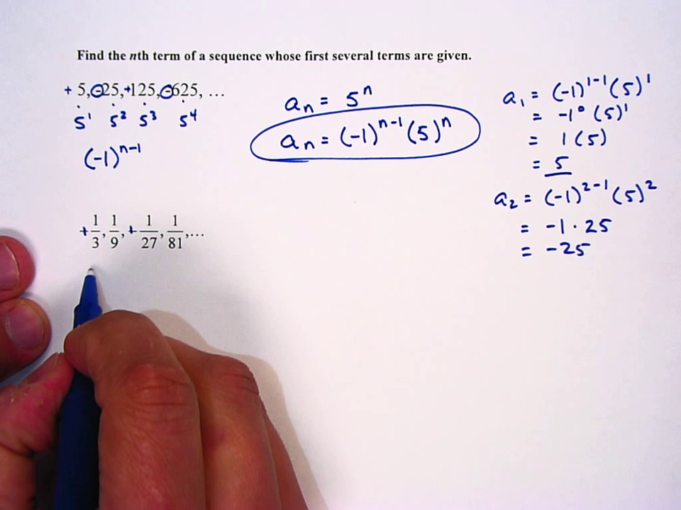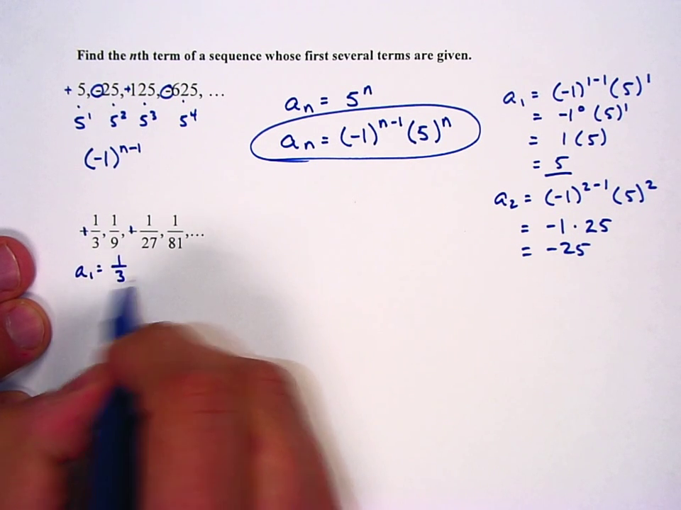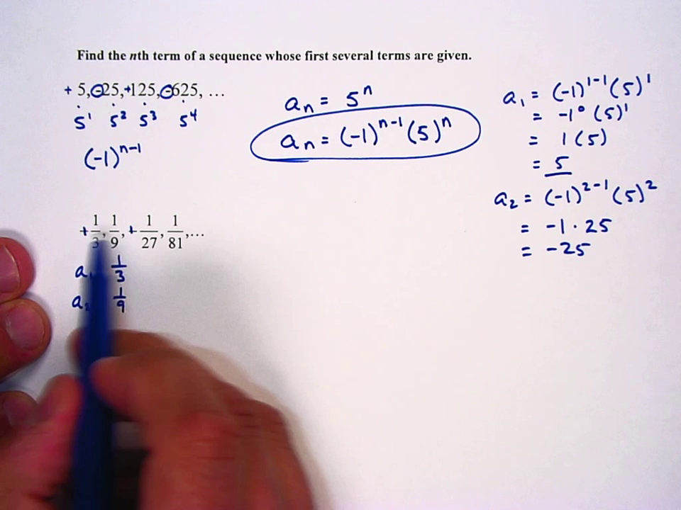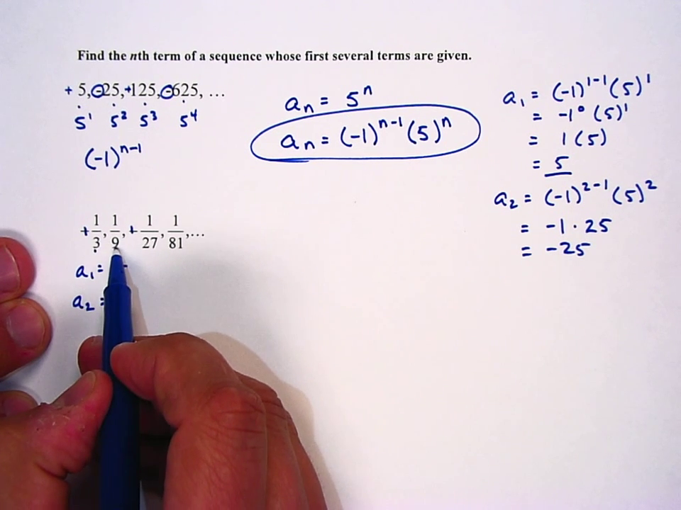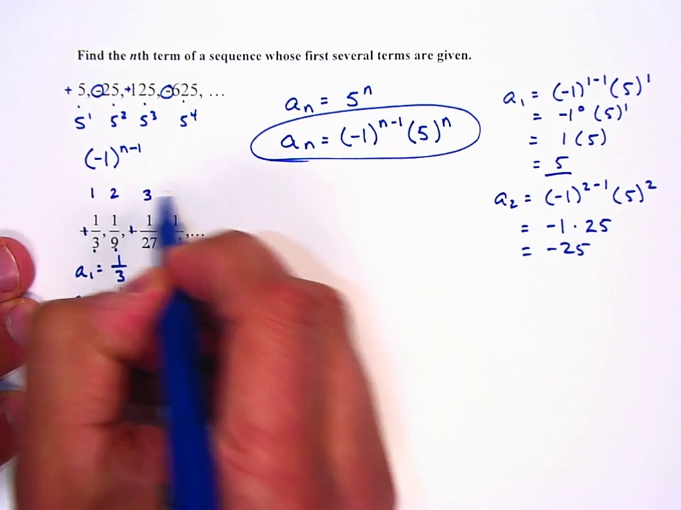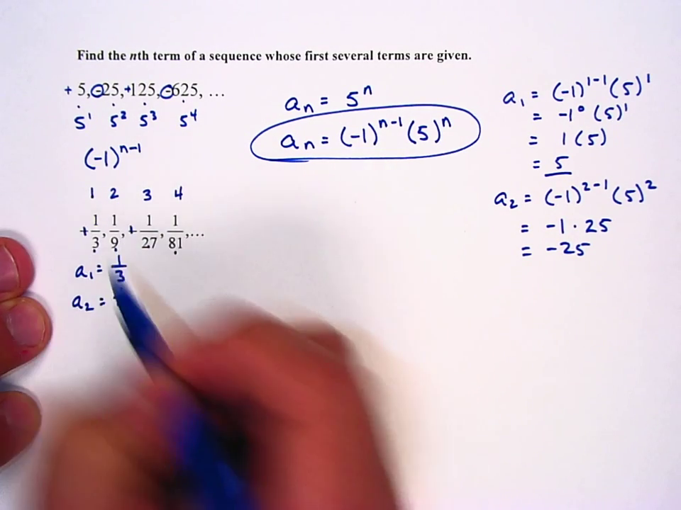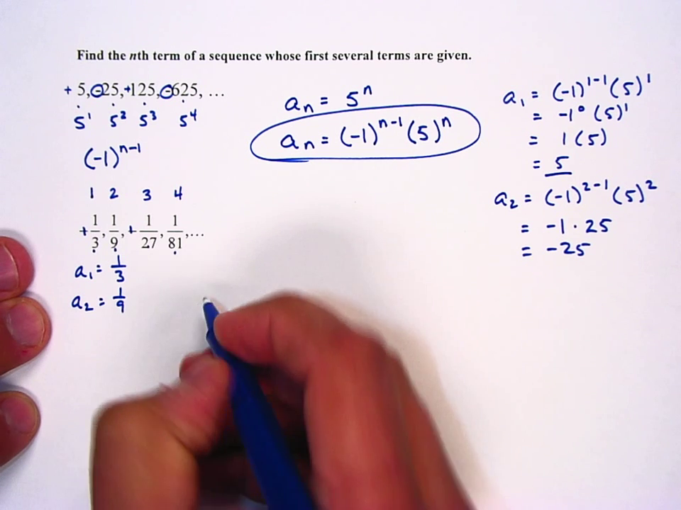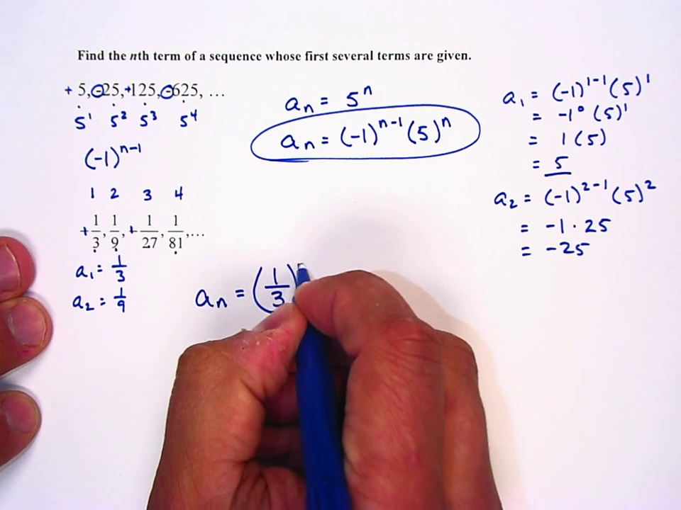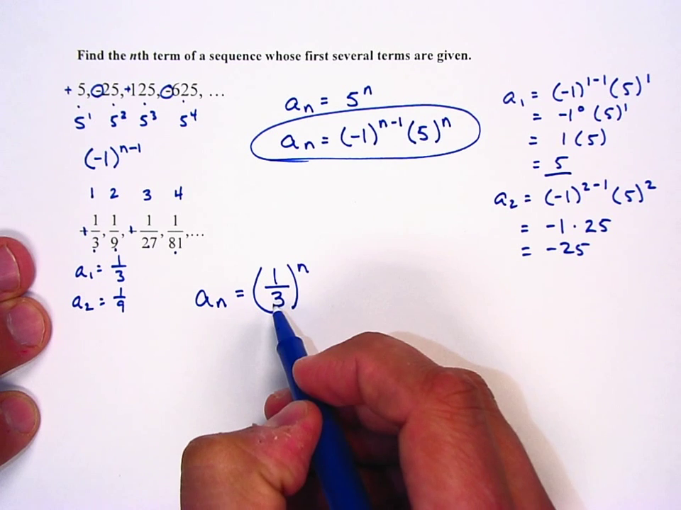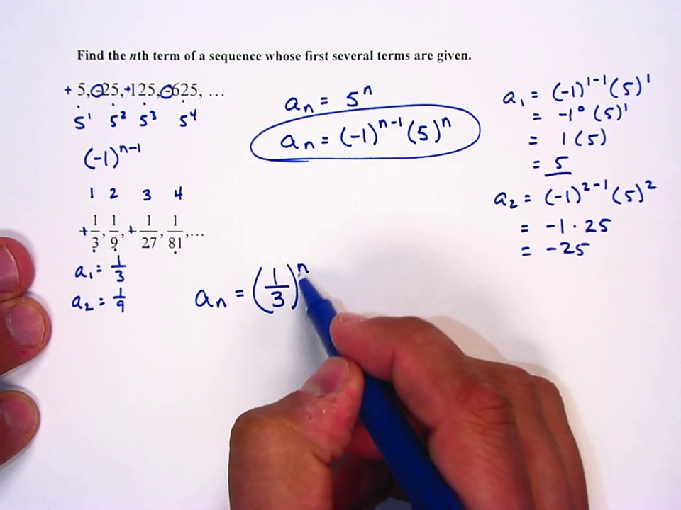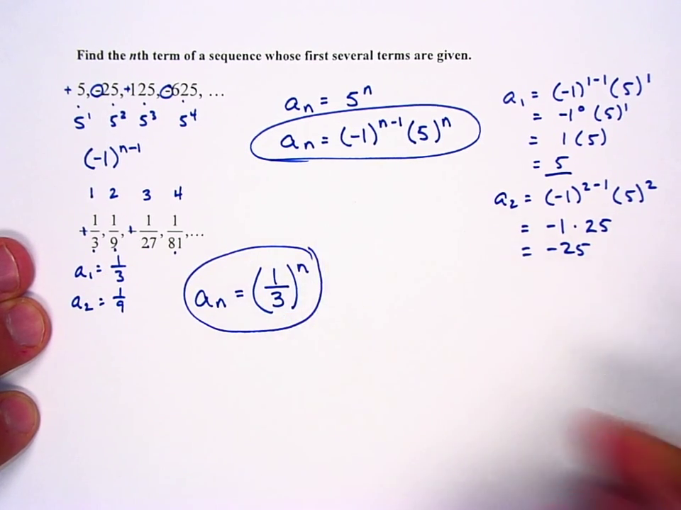Same thing here. Let's just make these all positives just for today. And if we do that, we have the first term is 1/3. The second term is 1/9. How are those related? Well, I'm multiplying by 1/3, or on the bottom, this is 3 to the first, 3 to the second, 3 to the third, 3 to the fourth. You want to see what that index is in the term number, and you can see how is 1 related to 1/3, how is 2 related to 1/9, how is 3 related to 1/27. And so I can say a sub n equals 1/3 to the nth power, because 1/3 to the first is 1/3. 1/3 squared is 1/9. 1/3 to the third is 1/27, and so on and so on.